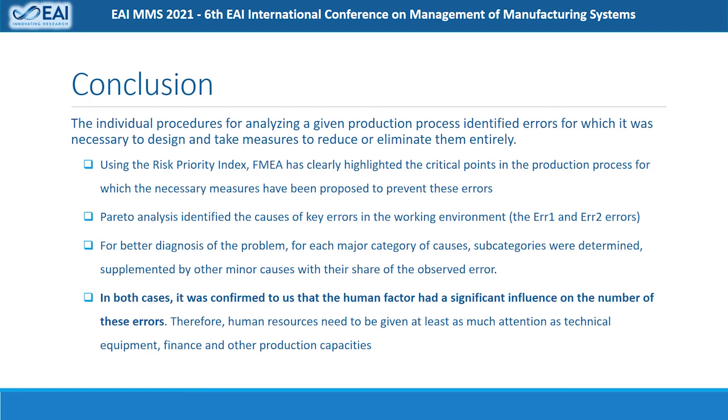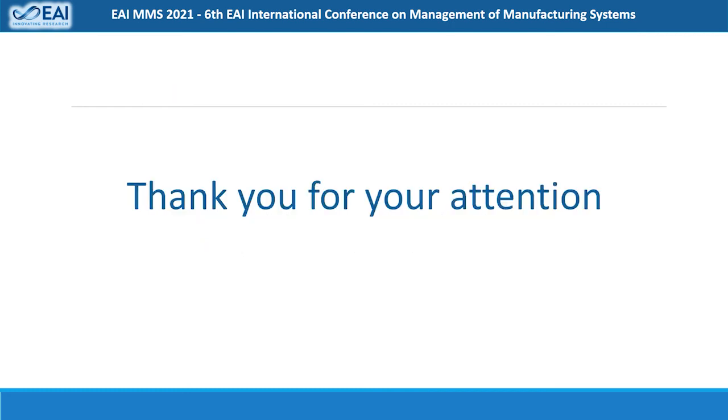In both cases, it was confirmed to us that the human factor had a significant influence on the number of these errors. Therefore, human resources need to be given at least as much attention as technical equipment, finance, and other production capacities. Currently, a lot of attention is paid to the quality of any product. In addition to increasing requirements for increased and accelerated production, this is due to the growth of customer requirements for the quality of the final products.